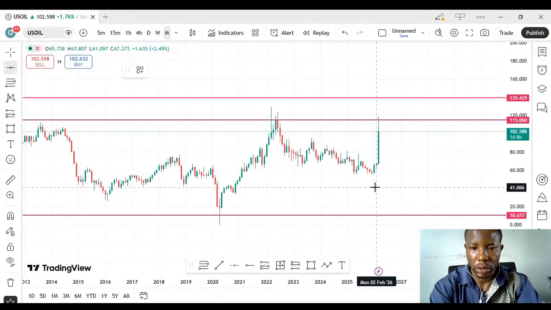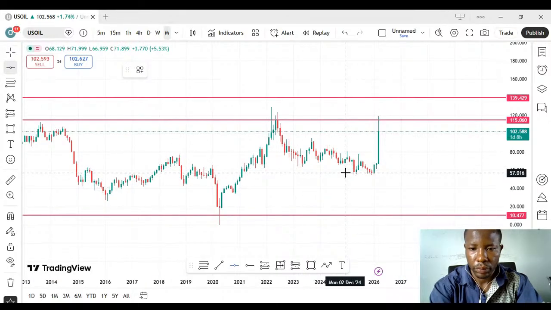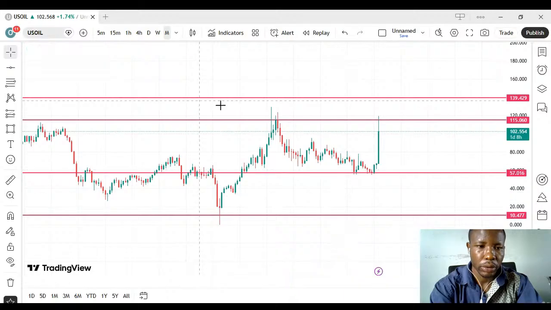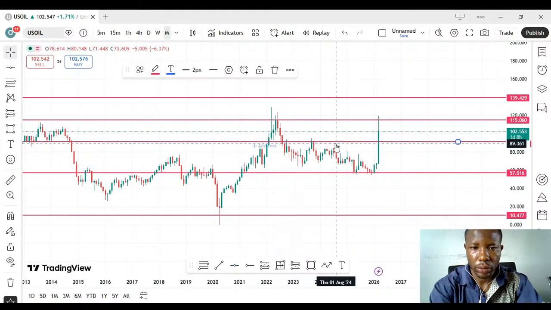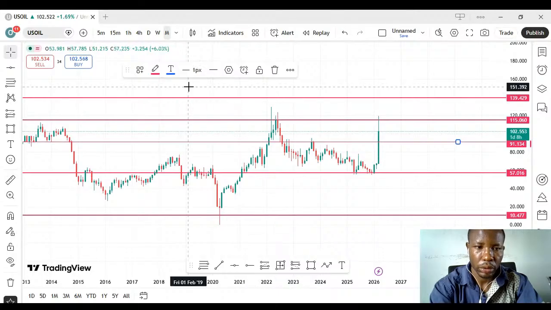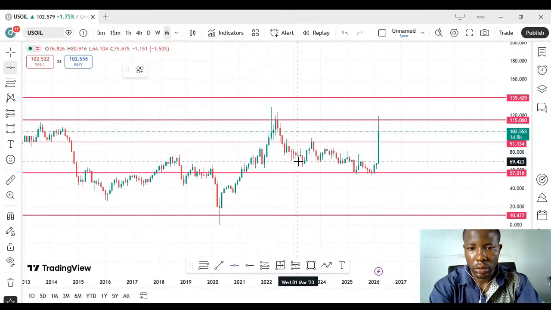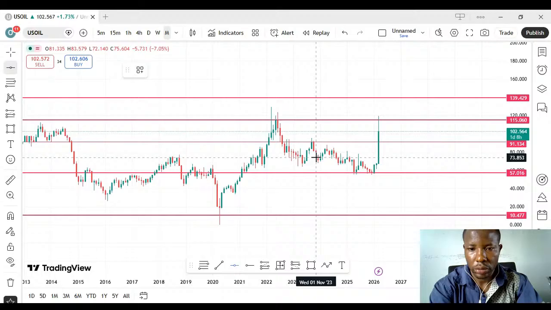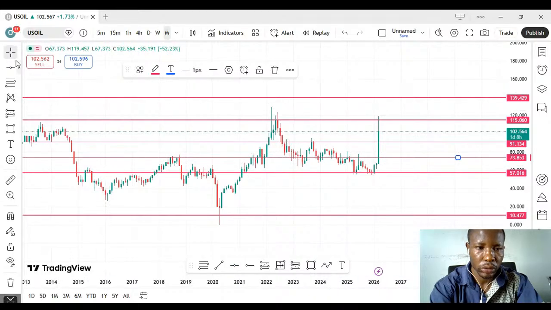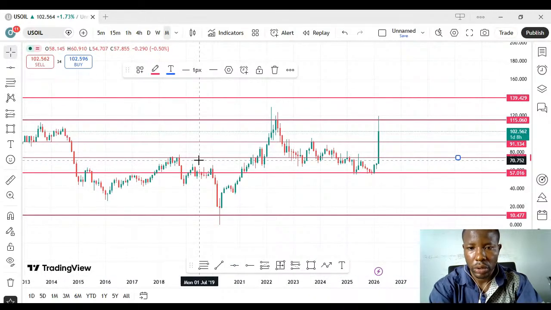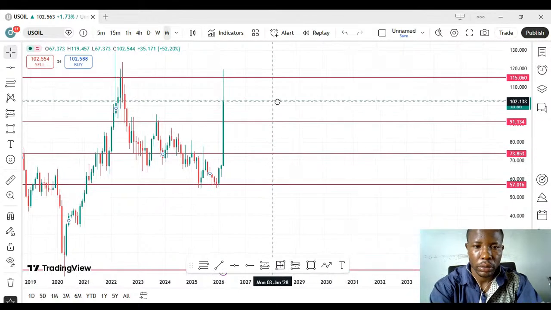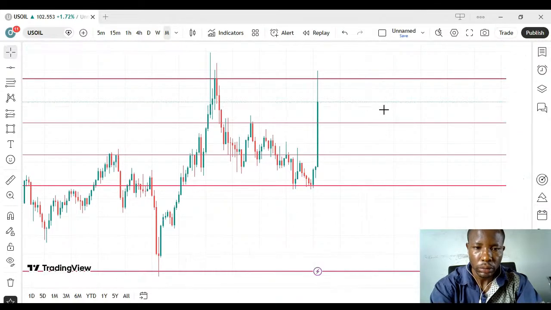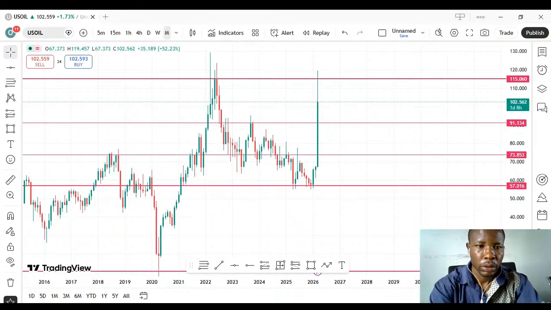So let's just knock out our points of interest that we are looking at. Oil could drop to the minor target areas, either to continue consolidation or to rally. So these are the areas. Okay, these are the areas.